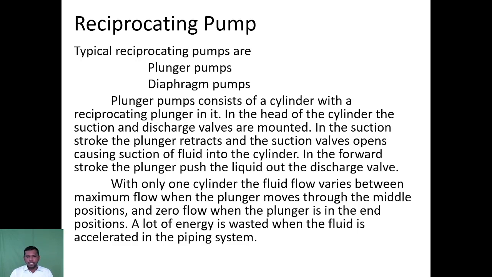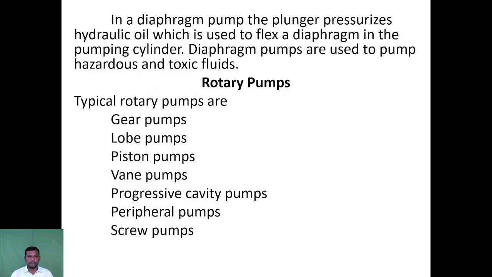With only one cylinder, the fluid flow varies between maximum flow when the plunger moves through the middle position and zero flow when the plunger is in the end positions. That is a simple one. Here it has only one cylinder. Using plunger pumps, a lot of energy is wasted when the fluid is accelerated in the piping systems. So that is the drawback of using plunger pumps.